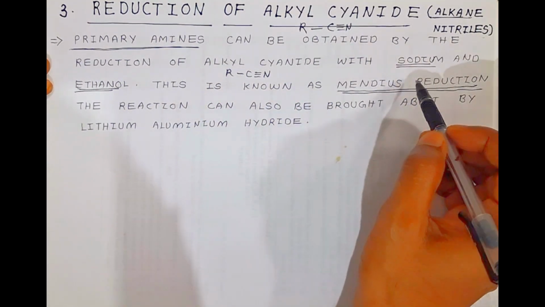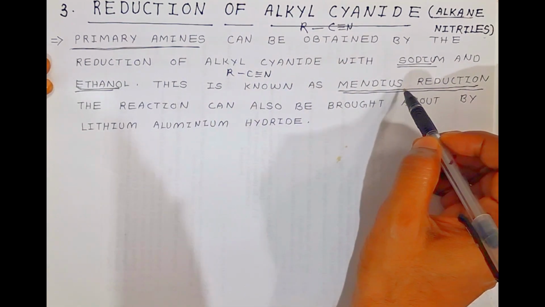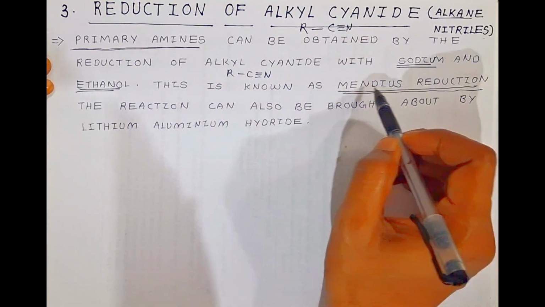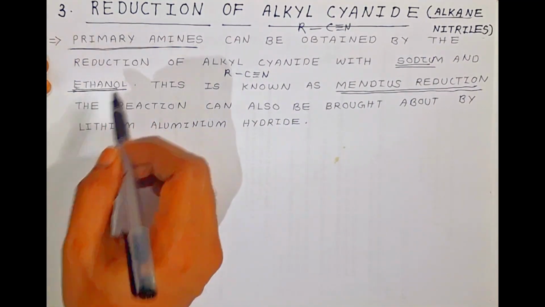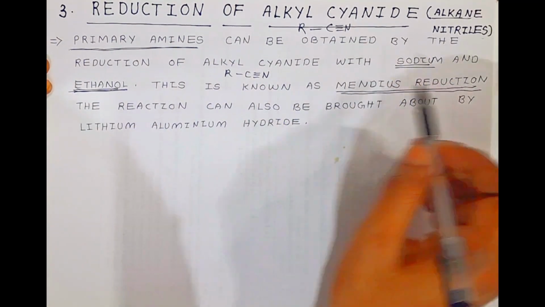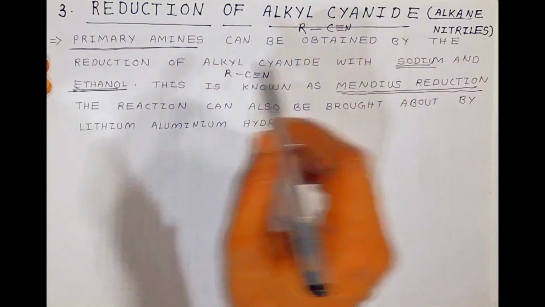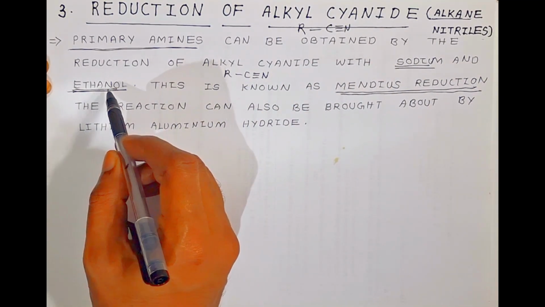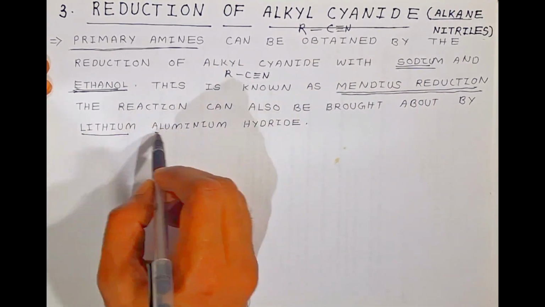The reaction is very, very important, students. The reaction is very vigorous. So that is why you have to take precautions, because here ethanol is a very, very flammable solvent. Now this is known as the Mendius reaction. The reaction can also be brought about if you don't have sodium and ethanol, because they are very flammable. Ethanol will catch fire. So what happens, students, you can use lithium aluminum hydride.